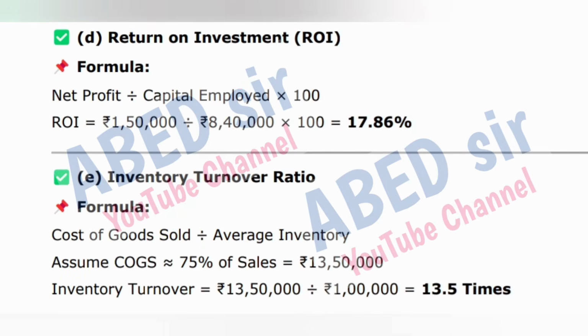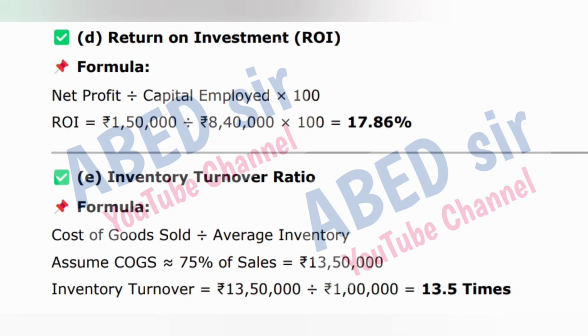D. Return on investment, ROI. Formula: net profit divided by capital employed times 100. ROI is equal to 1,50,000 rupees divided by 8,40,000 rupees times 100 is equal to 17.86%.